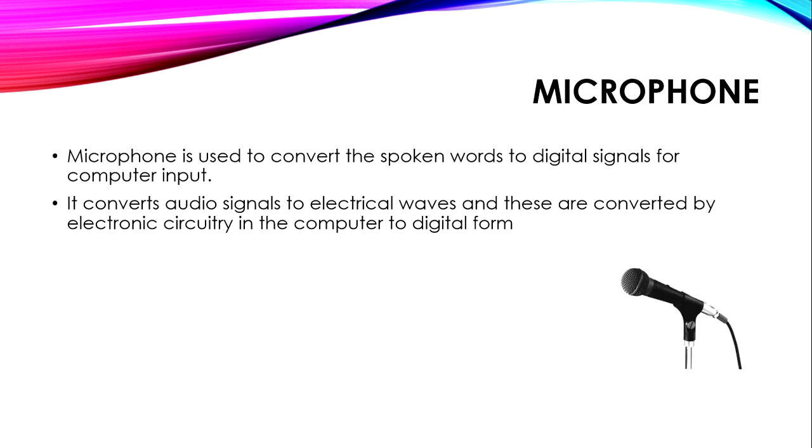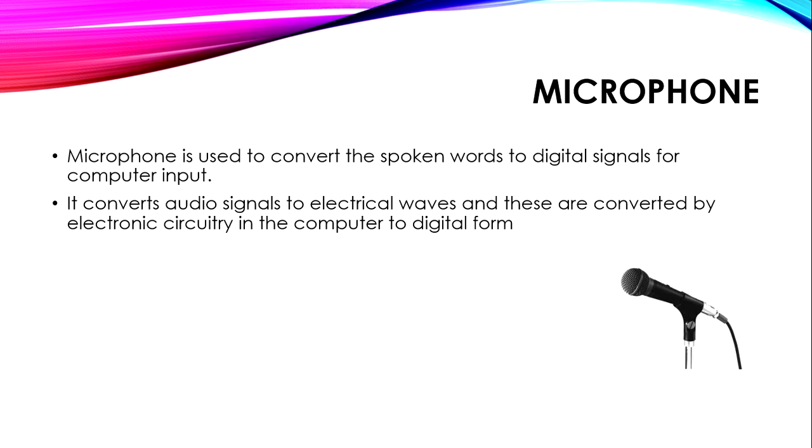The next one is microphone. Microphone is used to convert spoken words to digital signals for computer input. It converts audio signals to electrical waves, and these are converted by electronic circuitry in the computer to digital form.